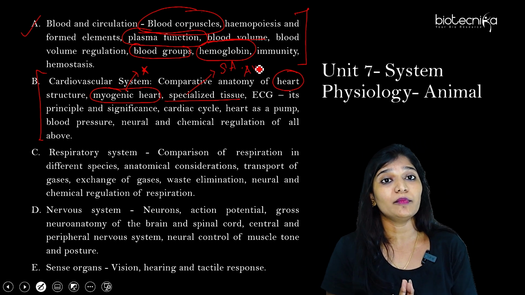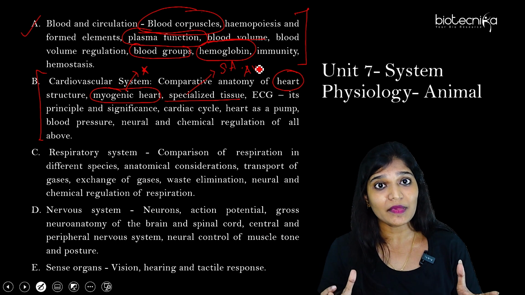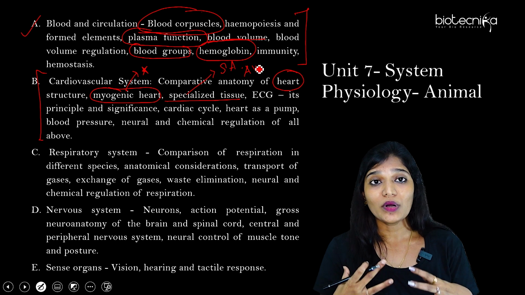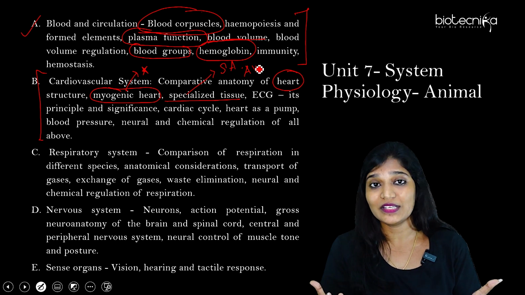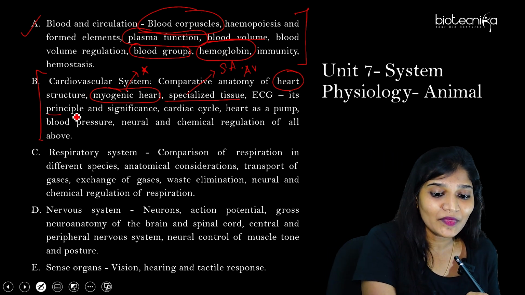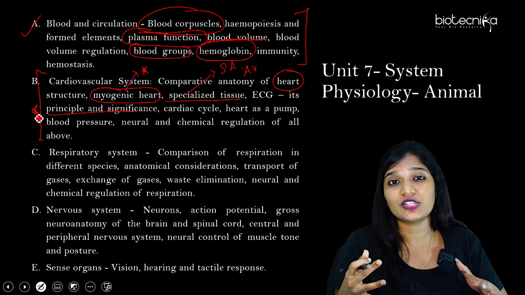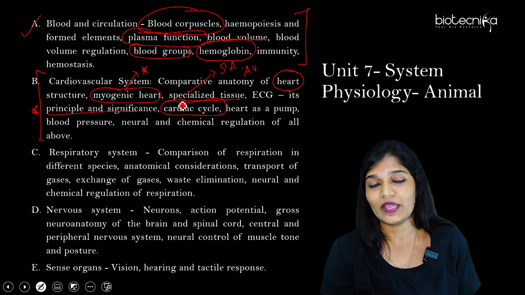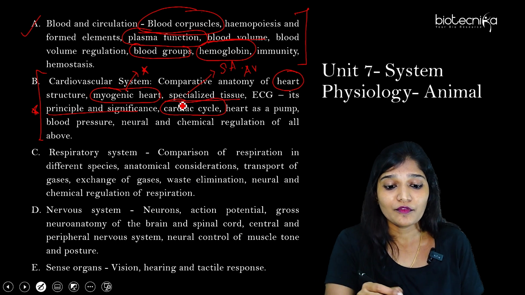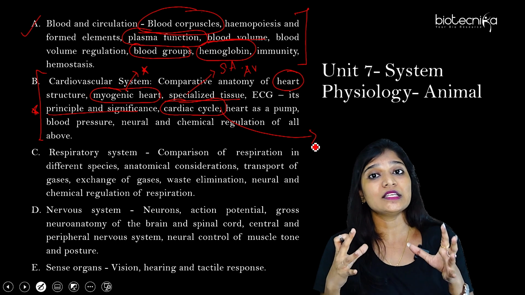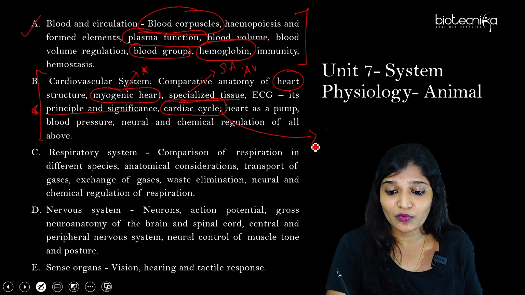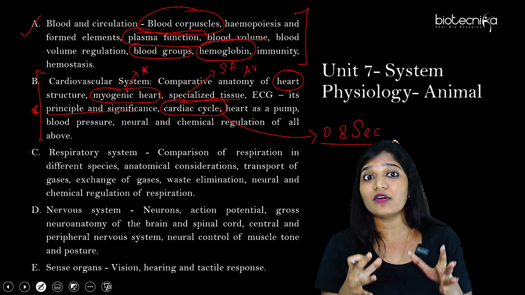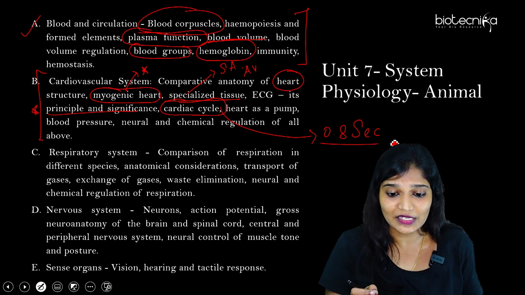Then we'll be talking about the electrocardiogram and electrocardiograph and the main principle behind it. What's the most important thing about this ECG? It's a very important one, and usually we get a lot of questions on ECG. The next one is the cardiac cycle. How much time does it take for the entire heart to go through a complete contraction and relaxation? We know it's 0.8 seconds. This is also another important chunk in this unit.